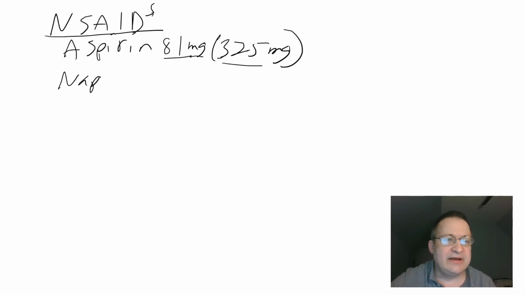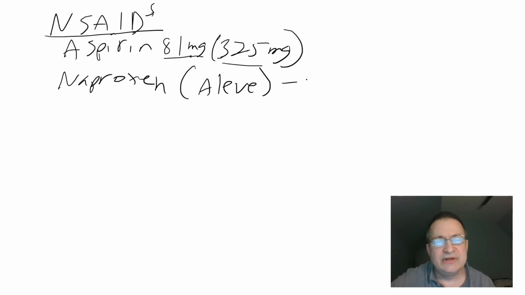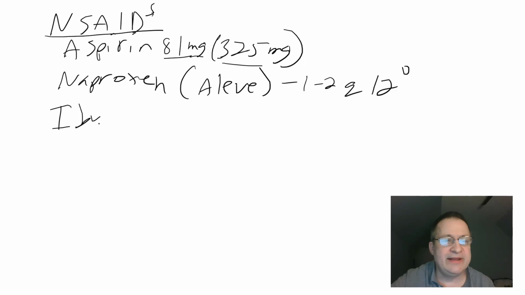And then, of course, there's naproxen. Naproxen has the brand name Aleve, and that is typically dosed every 12 hours. So normally 1 to 2 every 12 hours. These, by the way, are all better with food. So naproxen, and then ibuprofen. That's a really common one.